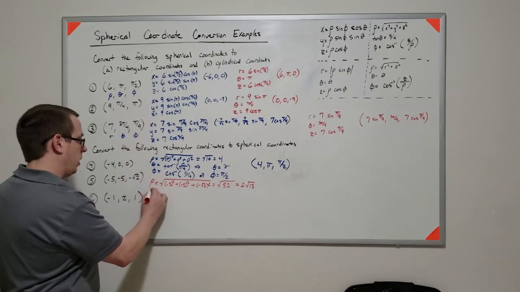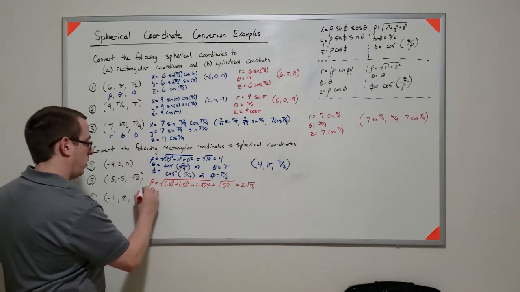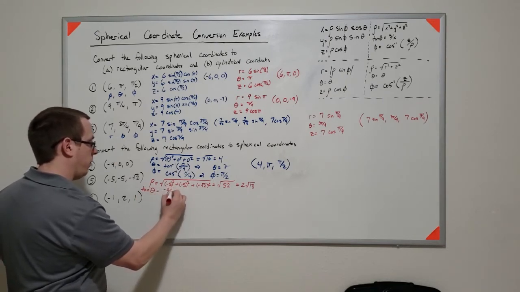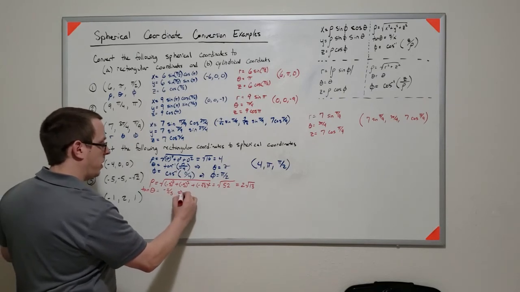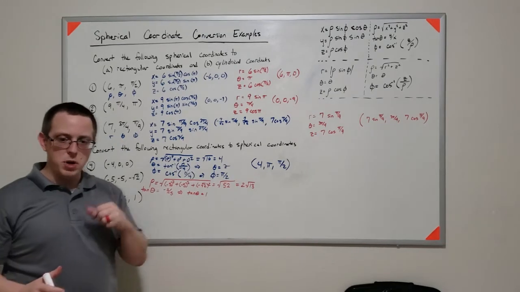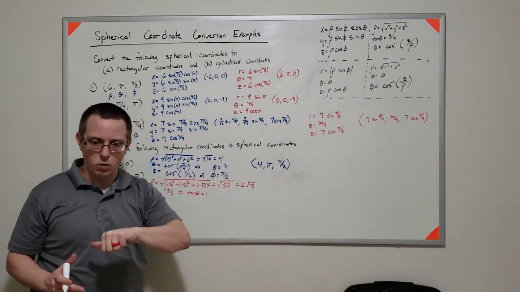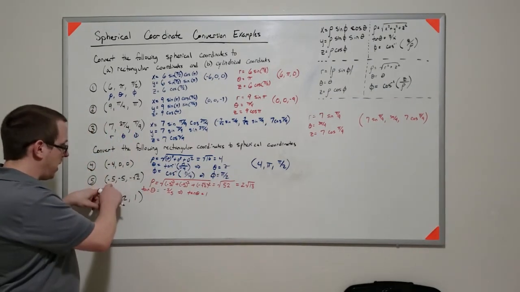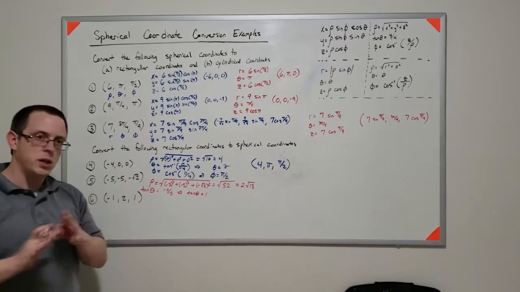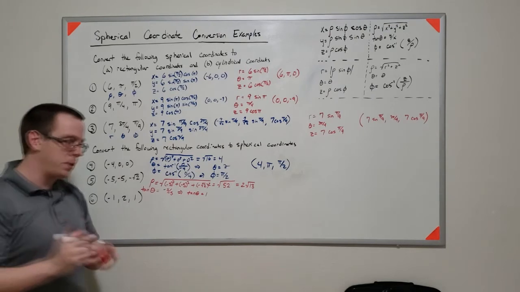Now for this one, if I do theta, tangent of theta is -5 over -5. So that tells me that tangent of theta is 1, but that could either be pi over 4 or 5 pi over 4. But since x is negative and y is negative, I know that I'm in the third quadrant, so that tells me that theta's got to be 5 pi over 4.